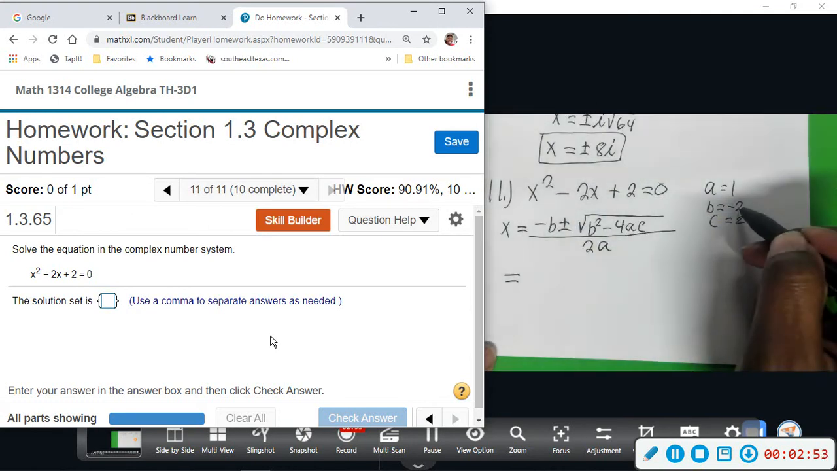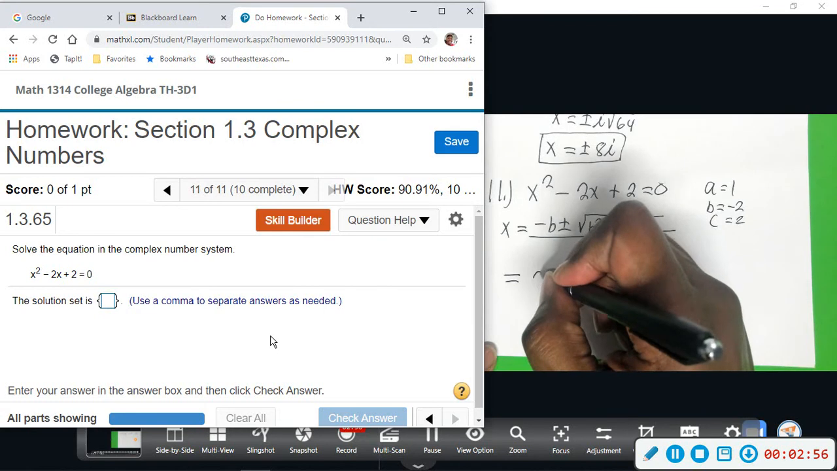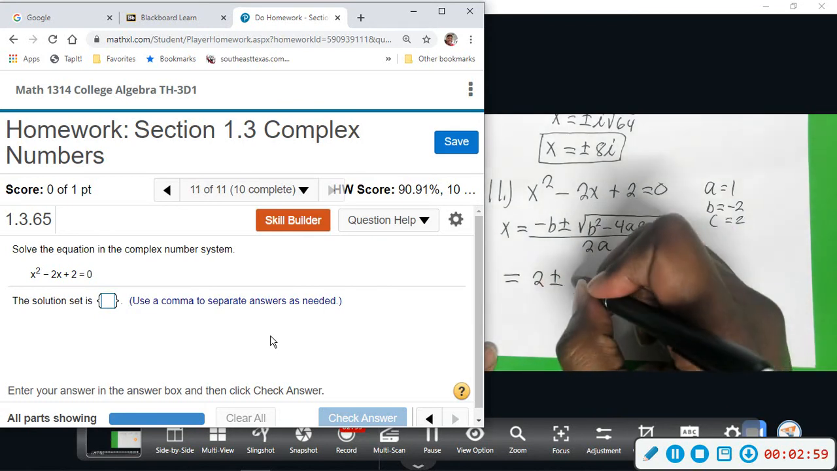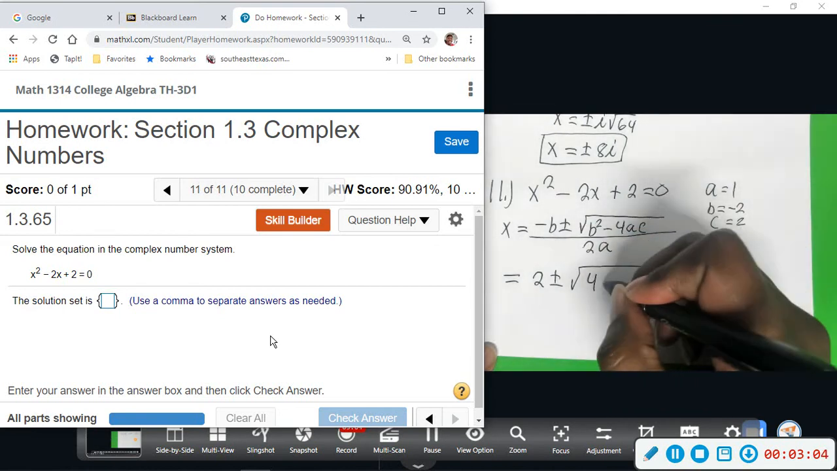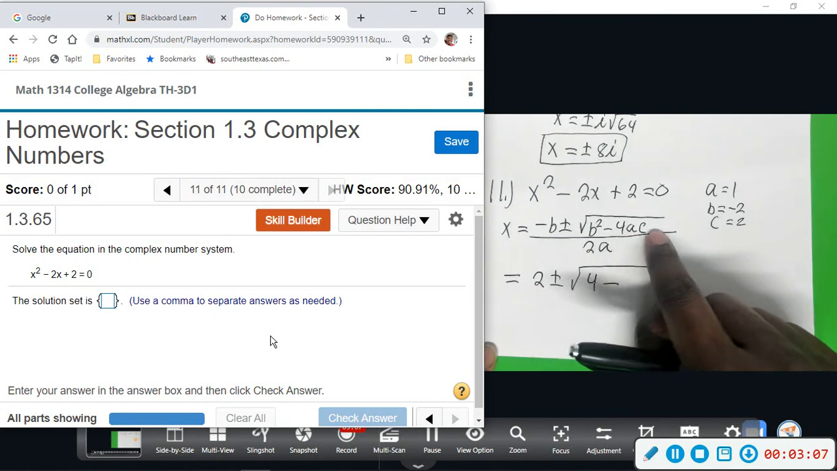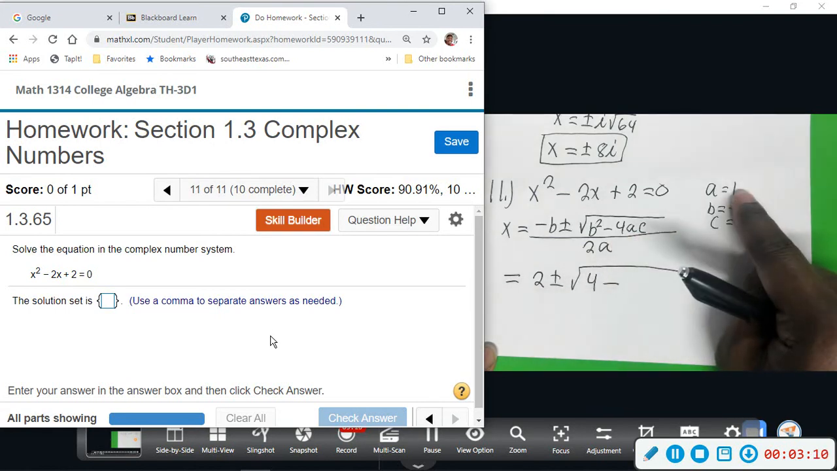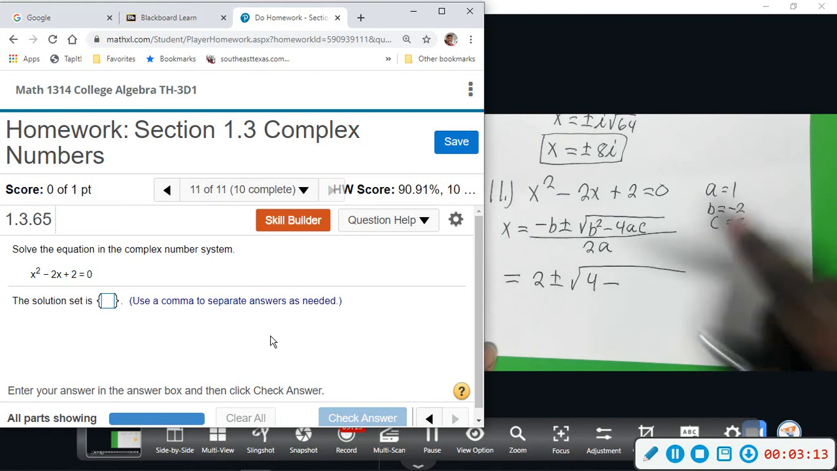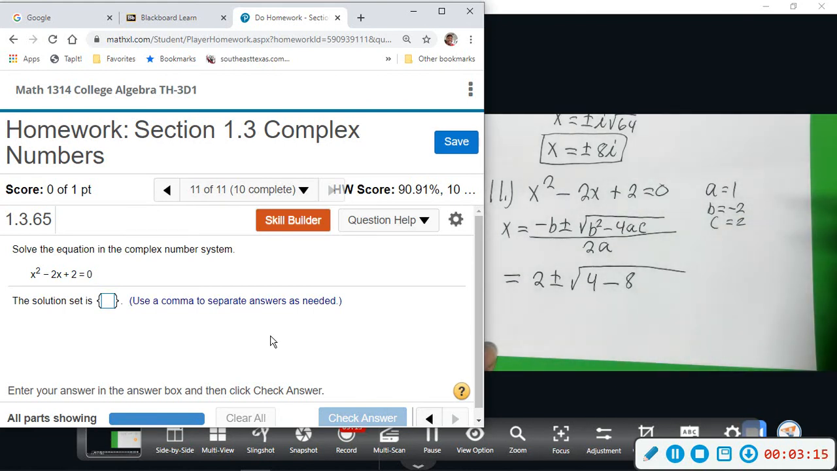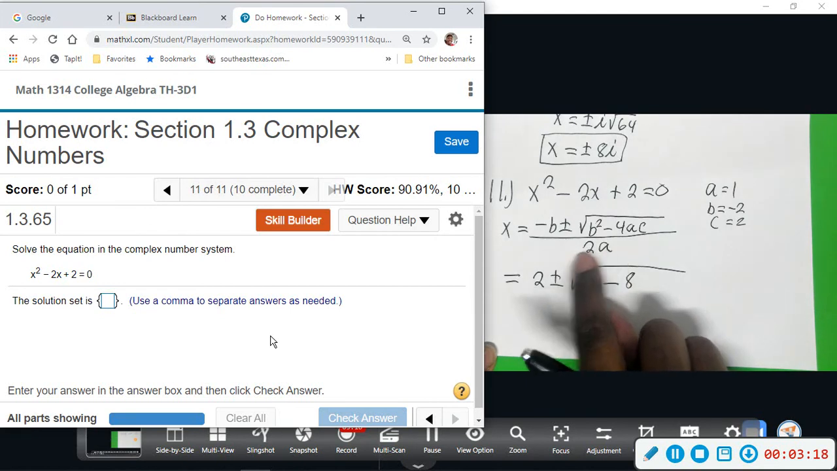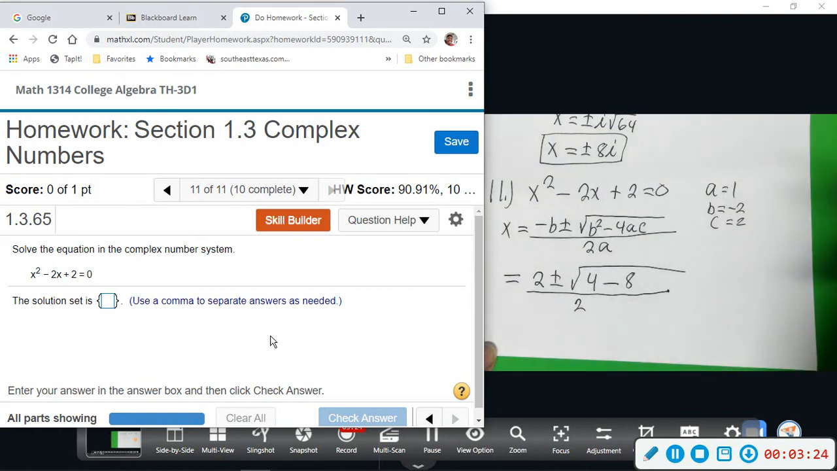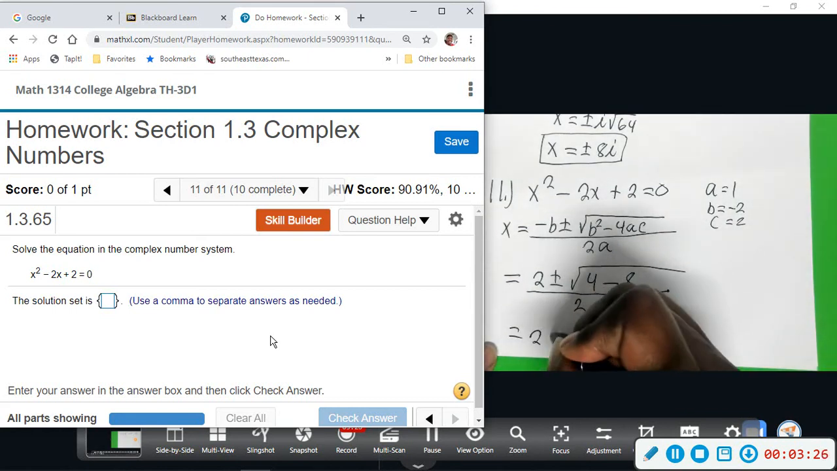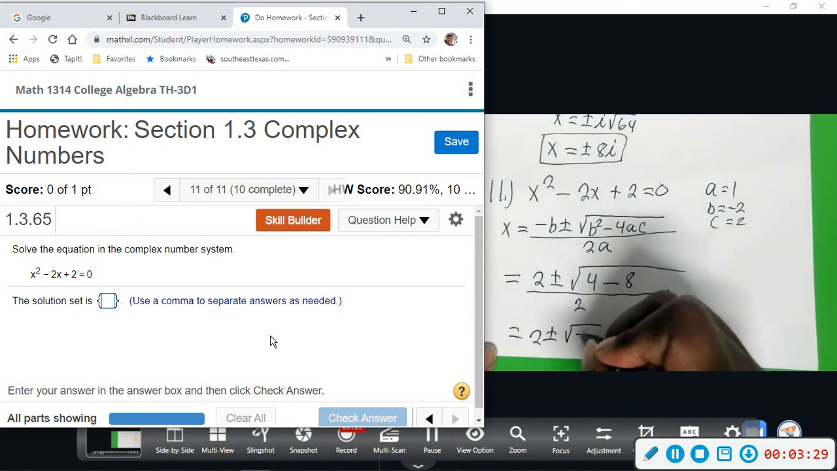When I plug in negative b, since b is already negative, it becomes positive 2, plus or minus the square root of b squared, so negative 2 squared is 4, minus 4 times a times c, so 4 times 1 is 4, times 2 is 8. So we get minus 8, and then all divided by 2a, which is 2 times 1, which is 2. So we get 2 plus or minus the square root of negative 4, all divided by 2.